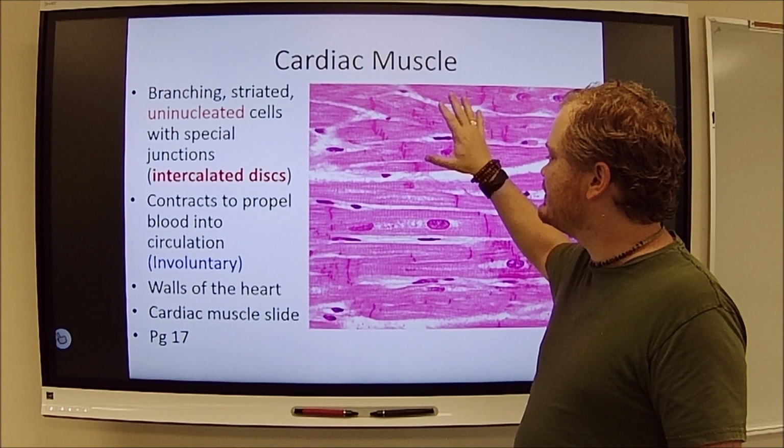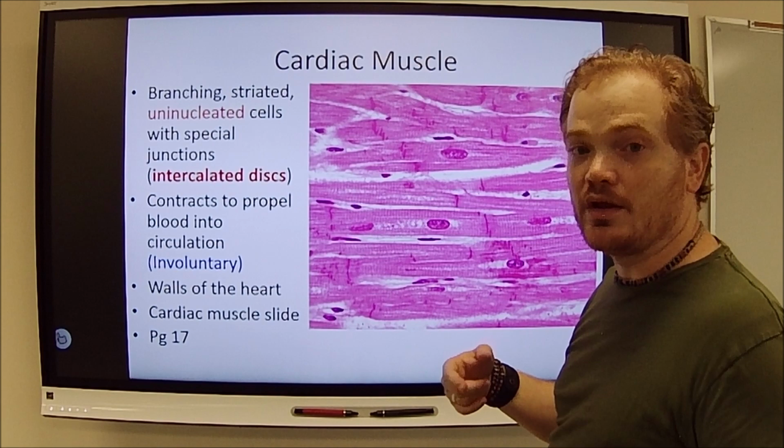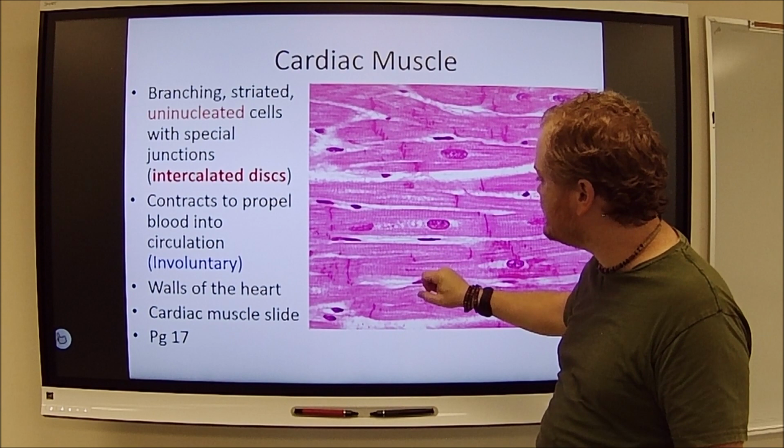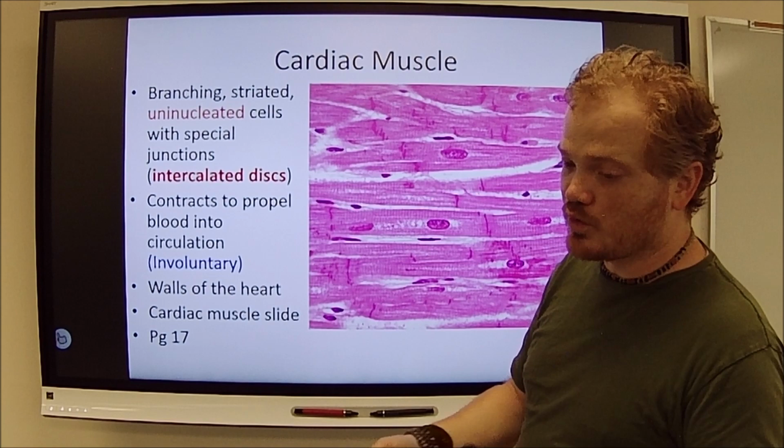You don't consciously control it. Your heart beats autonomically. You have a center of your brain that causes the heart to beat autonomically. Important here are the intercalated discs. You can see these quite clearly. Those intercalated discs are going to be areas where you find a bunch of gap junctions that allow for free flow of cytoplasm between these cells.